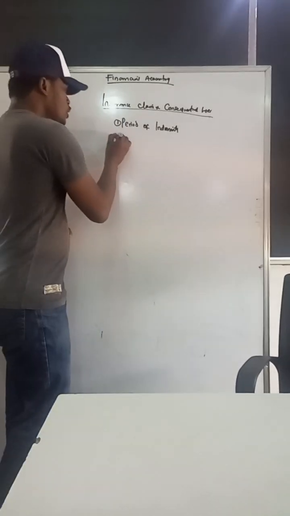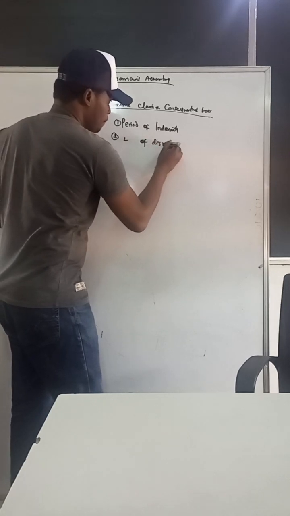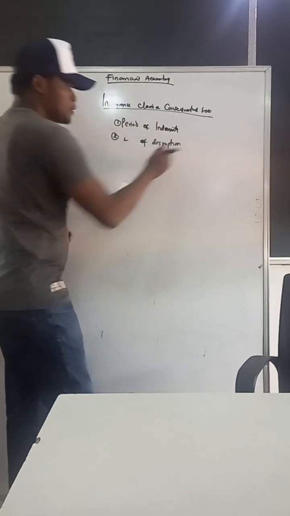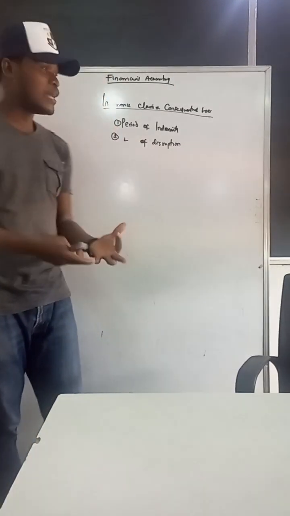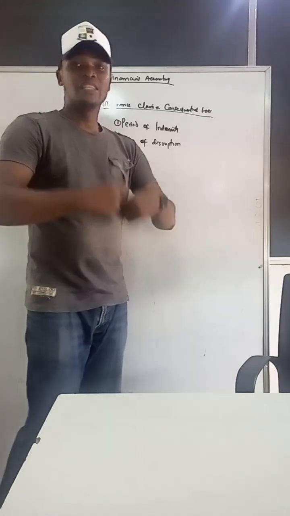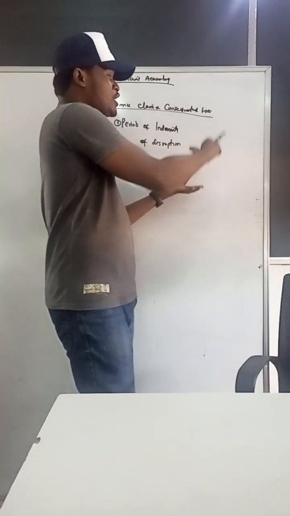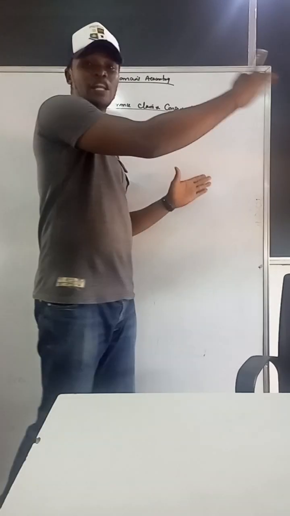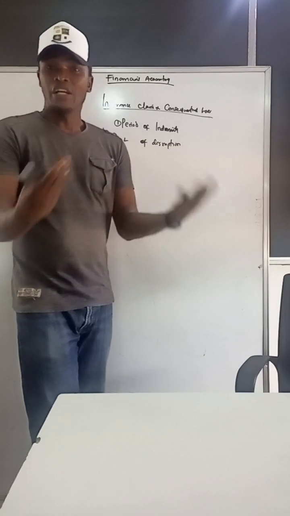Then number two, you have to identify the period of disruption. What is period of disruption? Period of disruption is the time frame that the incident occurred, the time frame that the fire occurred in the business, the period the incident occurred from the beginning to the end of that period. You must identify it. So once you identify that, you are good to go.